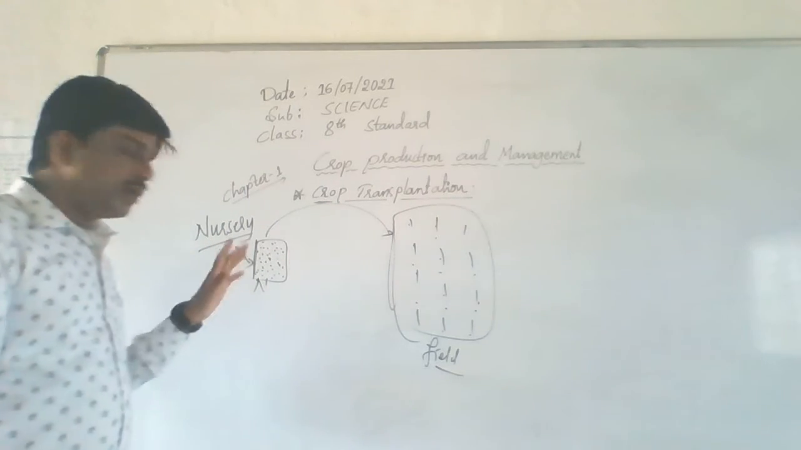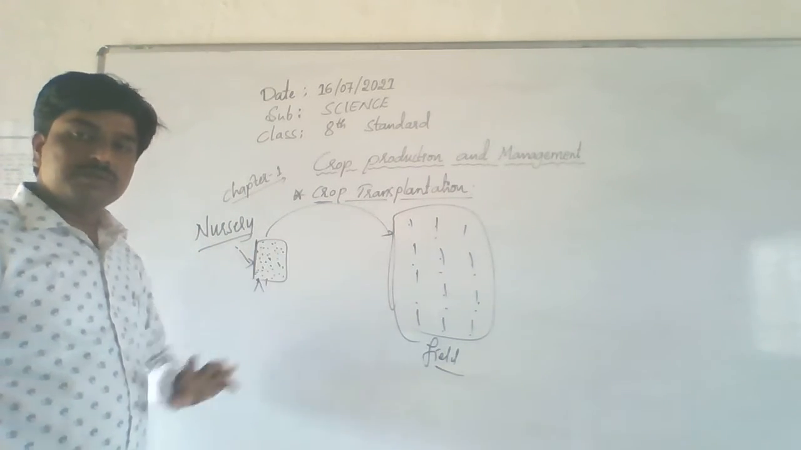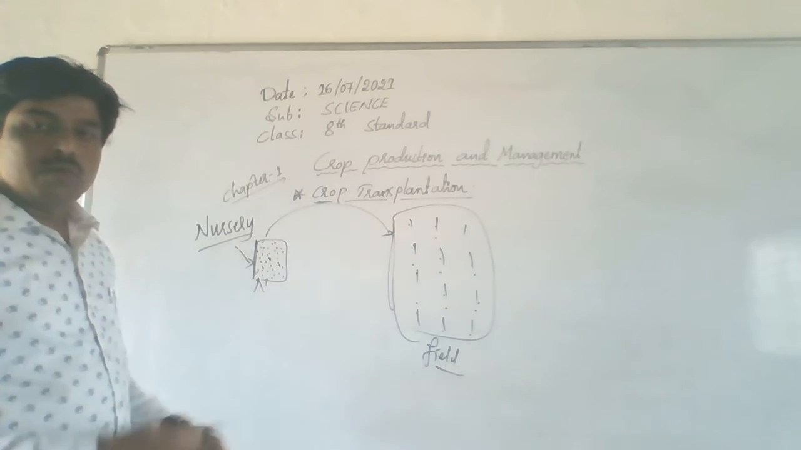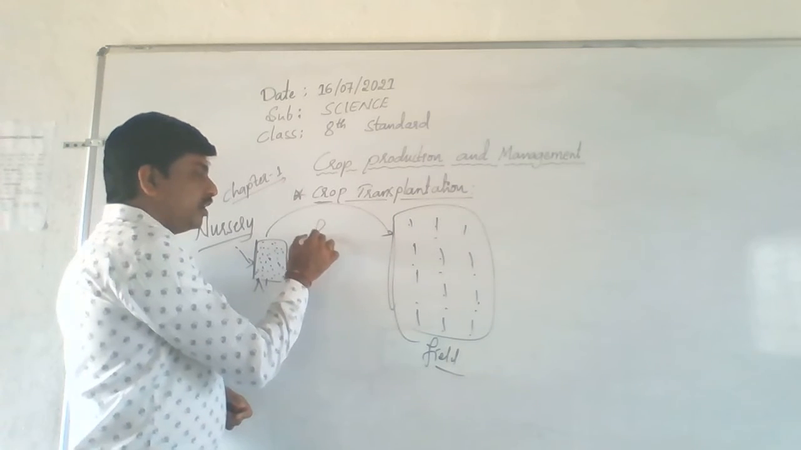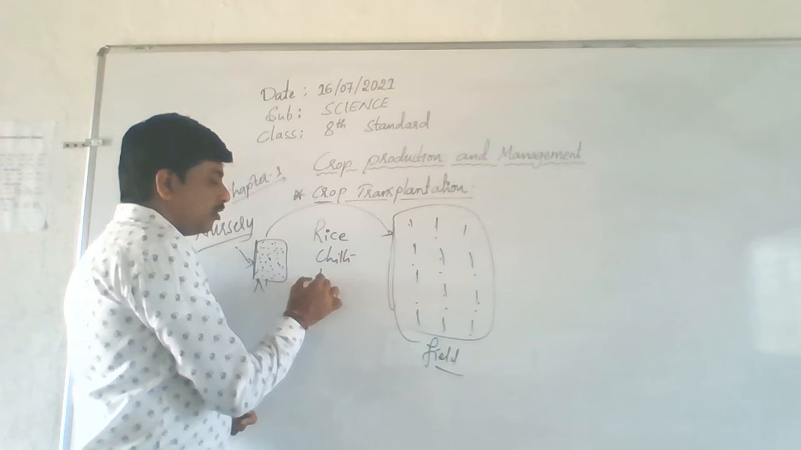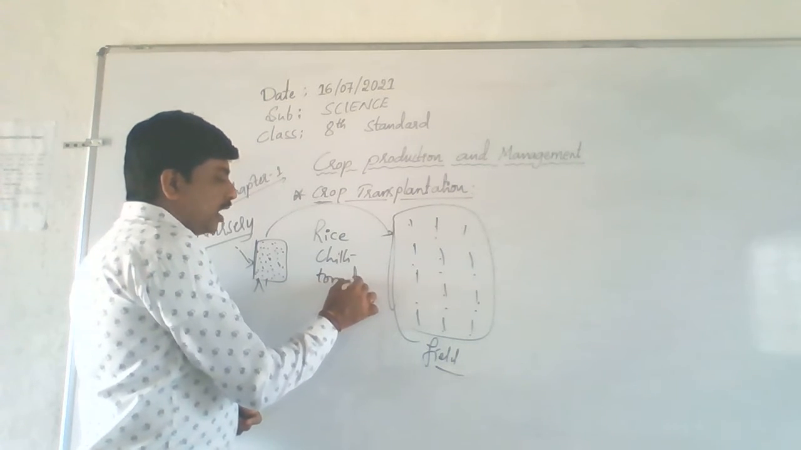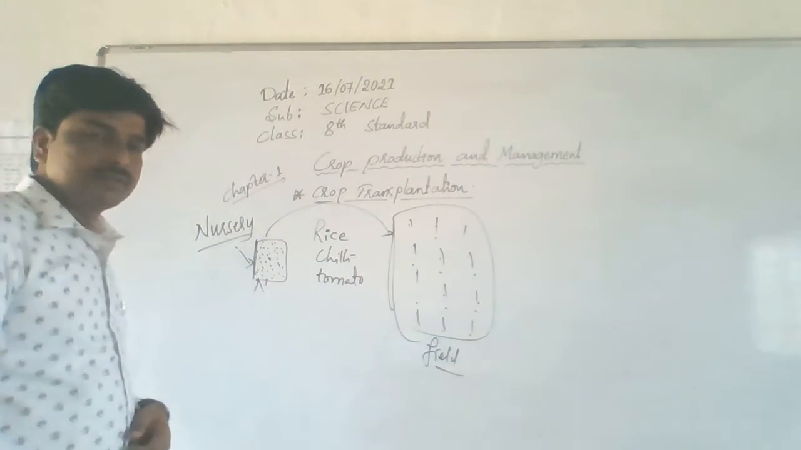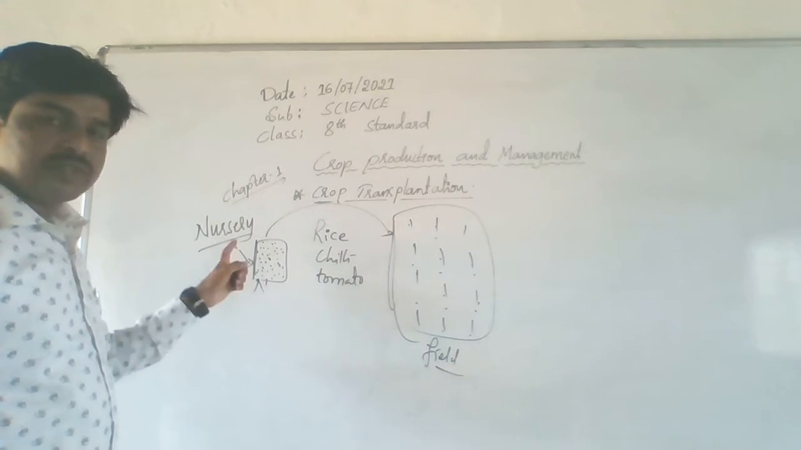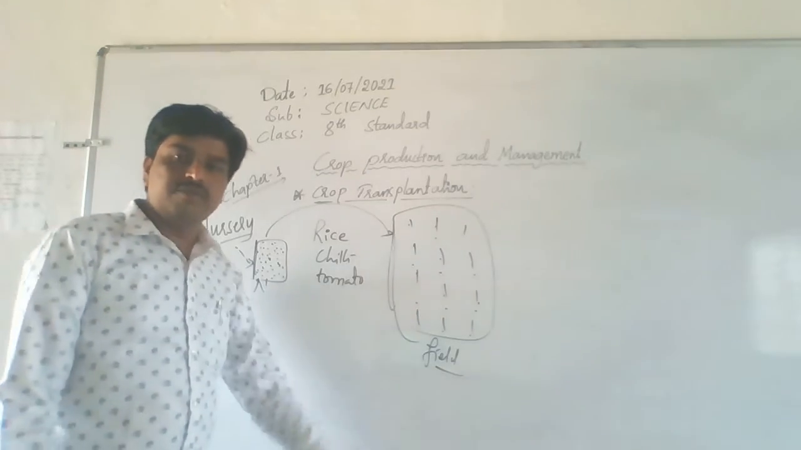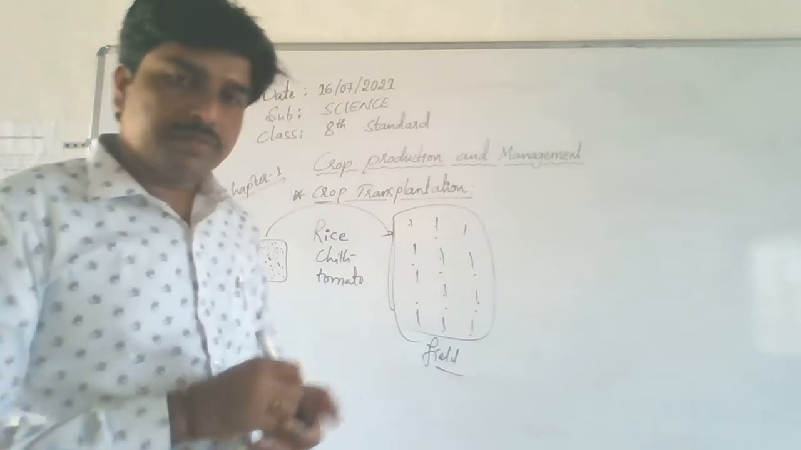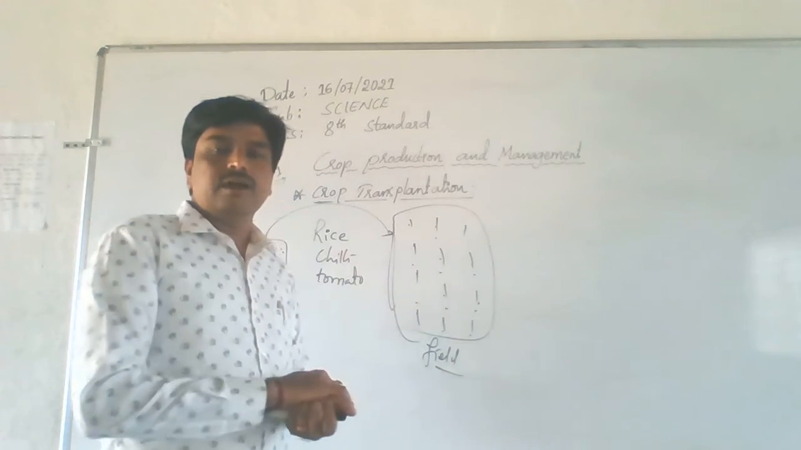Understand? So first, understand, some crops are grown in a very small area, that is a nursery. What kind of plants? Rice, chili, tomato and other vegetable plants which are grown in a small area, that means in a nursery. After seedlings, you can transfer those seedlings directly to your main field. Yes or no, students? So this is the easiest method to get a very high yield of crop.